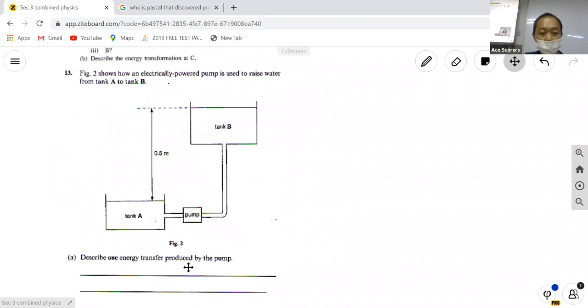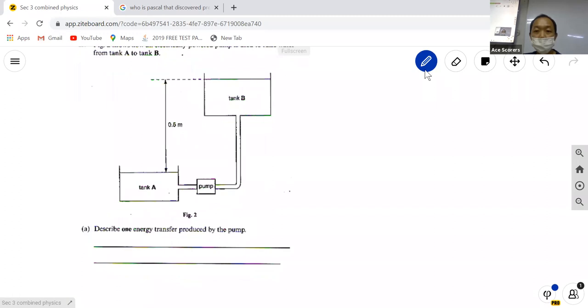What energy transfer is produced by the pump? So the pump, what does the pump do? The pump obviously transfers the water from this part to this part. It needs electricity, right? So what is the conversion? Electrical to kinetic to GPE, right? So it's EE to KE to GPE.